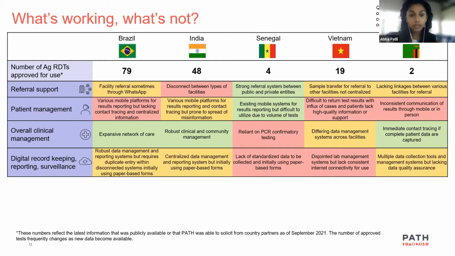For digital record keeping, reporting, and surveillance, there is great variability. In Brazil, for example, they have robust data management systems, but really require duplicative entry and lots of parallel systems management, while in Vietnam, they have a more disjointed lab system and are really lacking consistent internet connectivity.